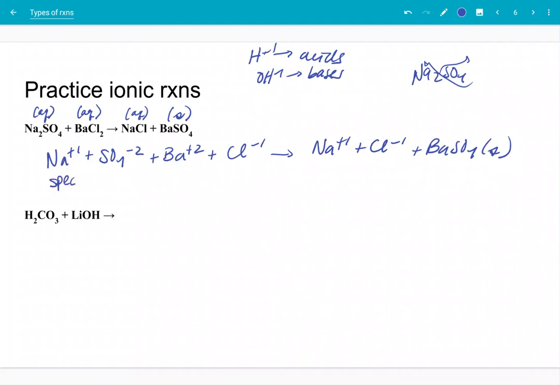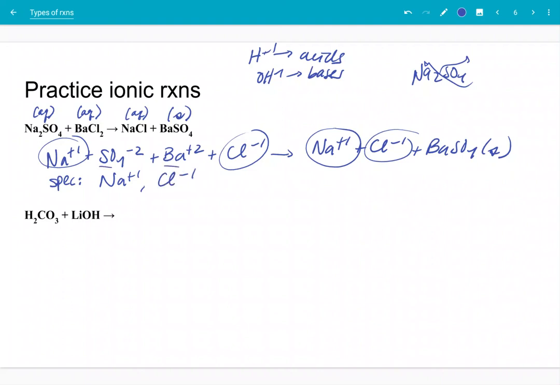Now your spectator ions are the ions that appear in the same form on both sides. So I notice sodium is the exact same way, and chlorine. So sodium and chlorine. And if you notice, the sulfate and the barium are in different forms. That's why those weren't spectator ions. The net ionic reaction is what's left behind when we pull these out. So I have the sulfate ion plus the barium ion yields barium sulfate. Often what this ends up being is the solid, whatever the ions were to make that solid.